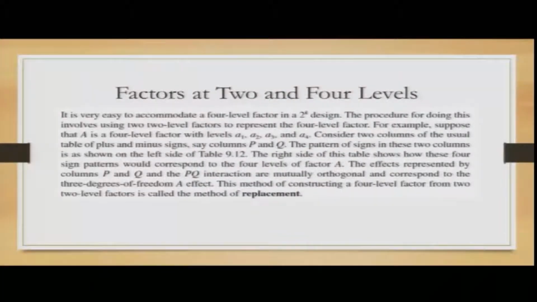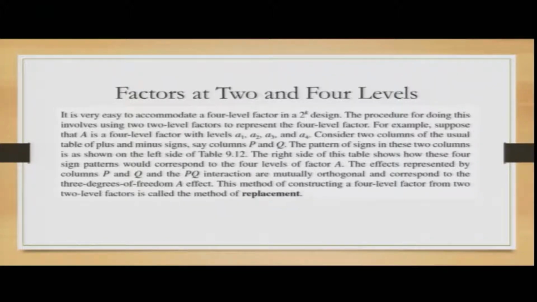So, it is very easy to accommodate a 4 level factor in a 2 to the power k design. The procedure for doing this involves using two level factors. So, there are groups of them, and we combine them and try to find out the 4 level factor design. For example, suppose that A is a 4 level factor, and you have levels given by the values a1, a2, a3, a4, with the numbers 1, 2, 3, 4 coming in the suffix.